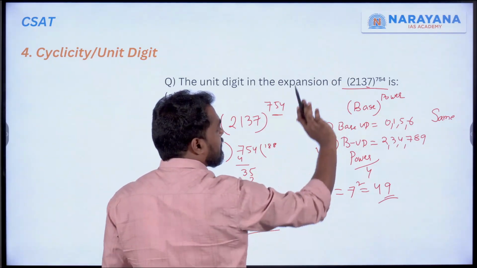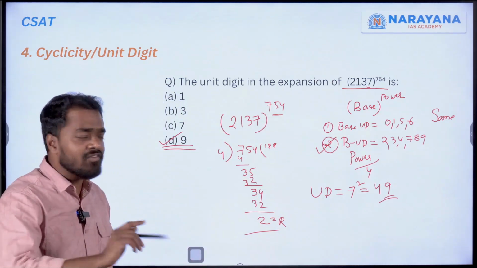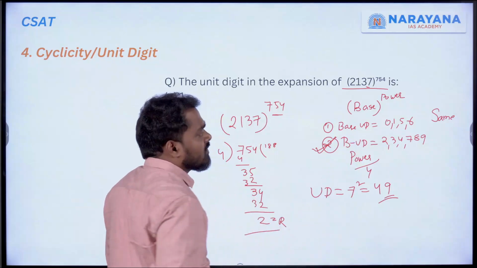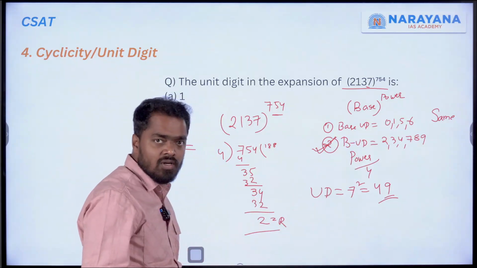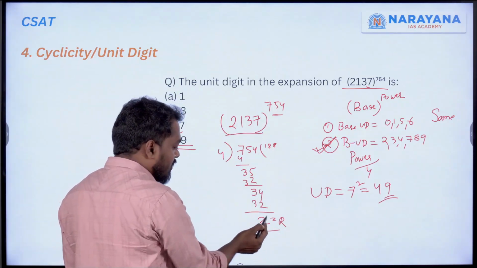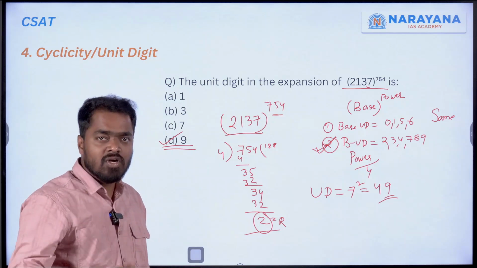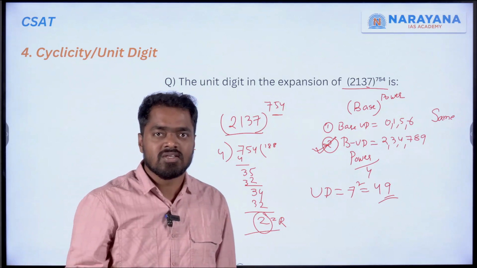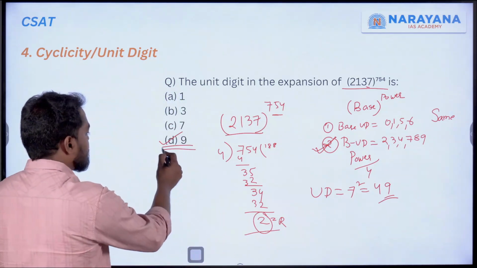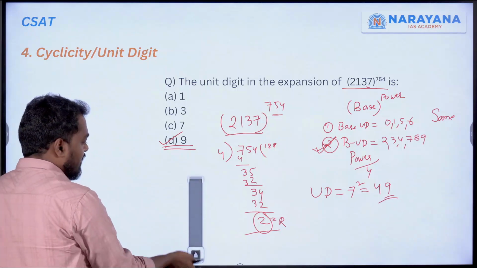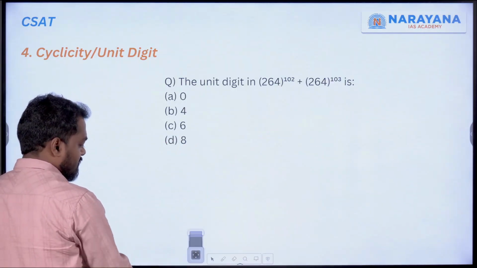First you have to take the base unit digit, then decide which rule you have to use. Here you have to use the second rule. Take the power, divide it with 4. You are getting a remainder of 2. Unit digit is z square, 7 square 49. Unit digit is 9. Let's see the next question.